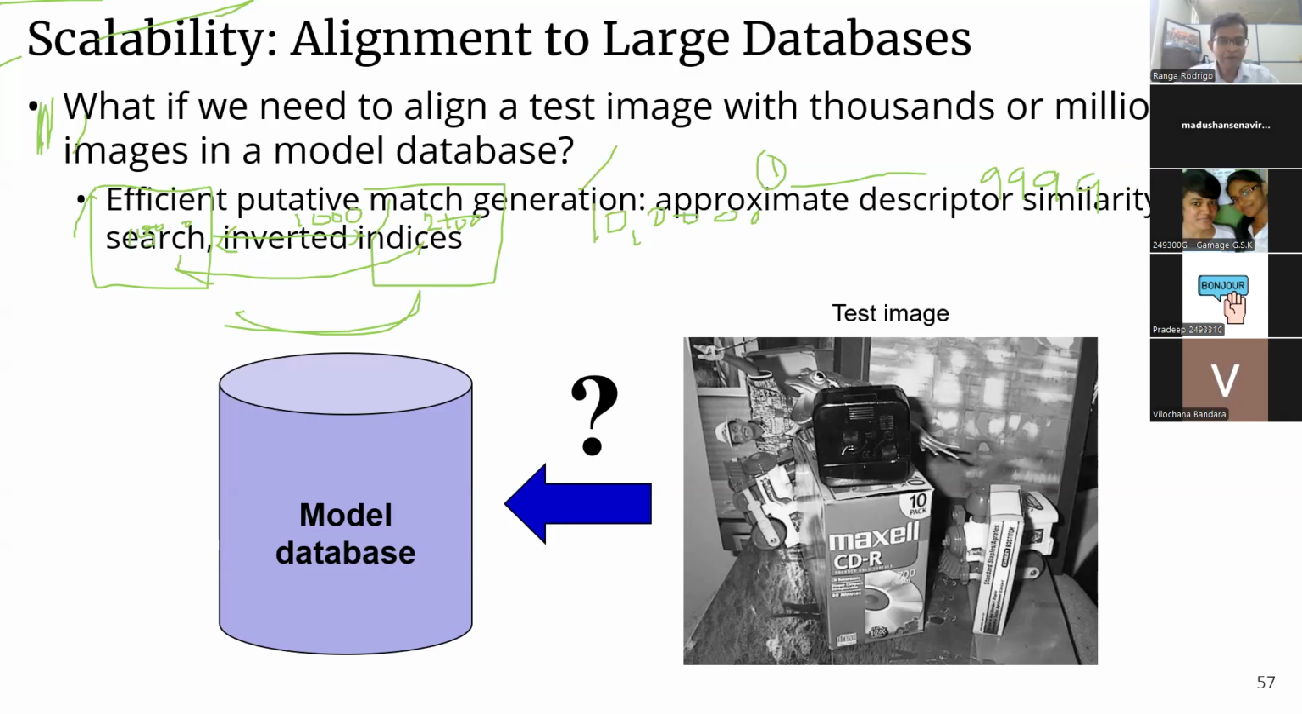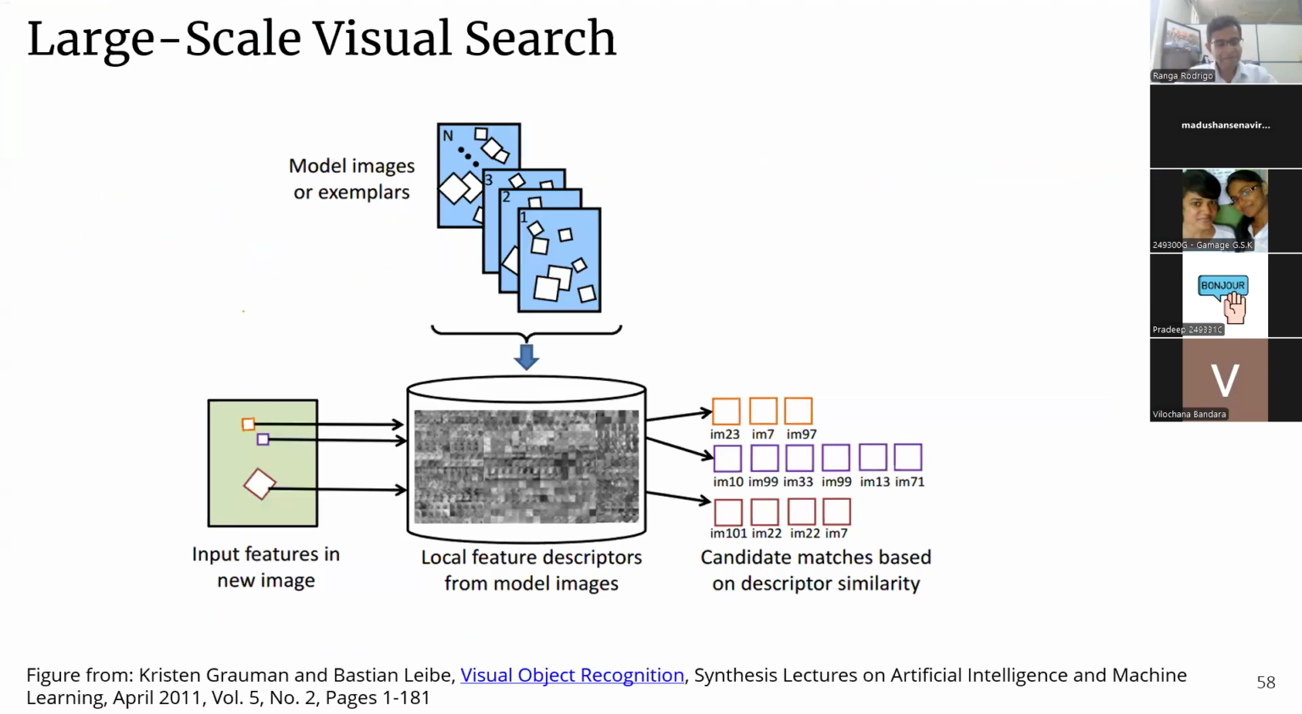Efficient point match generation: approximate descriptor similarity search with inverted indices. Okay, we'll see what that is. So this is the scenario. We have a large number of images. In all these images, image 1, image 2, image 3, image n, you can see the SIFT features have been found. That's why they are drawing little rectangles to show those SIFT features. So here, the input feature in the new image. Think about this, there's a new image and it has these SIFT features computed. And now all these images' SIFT features are in a database.